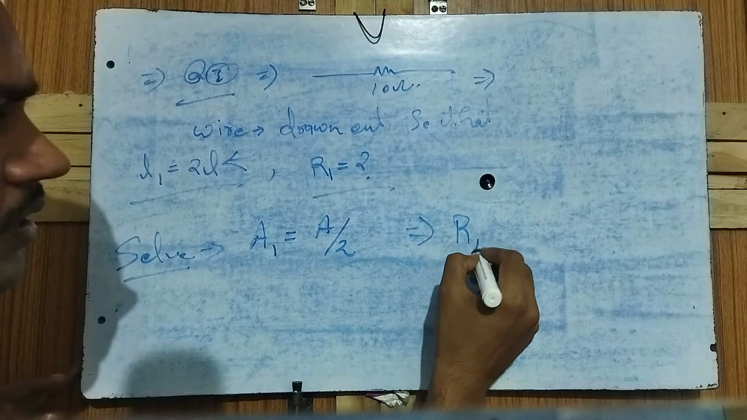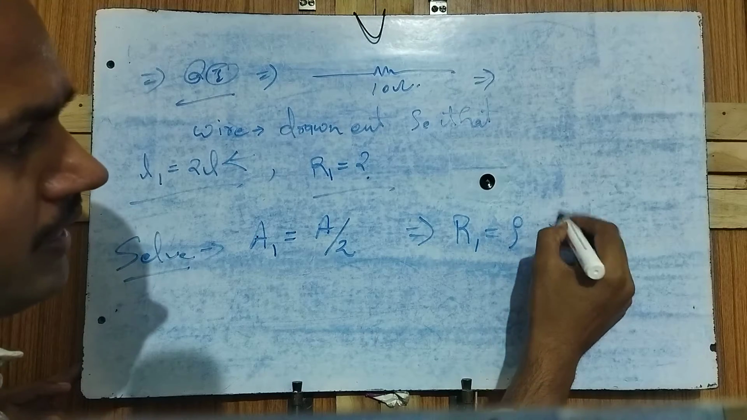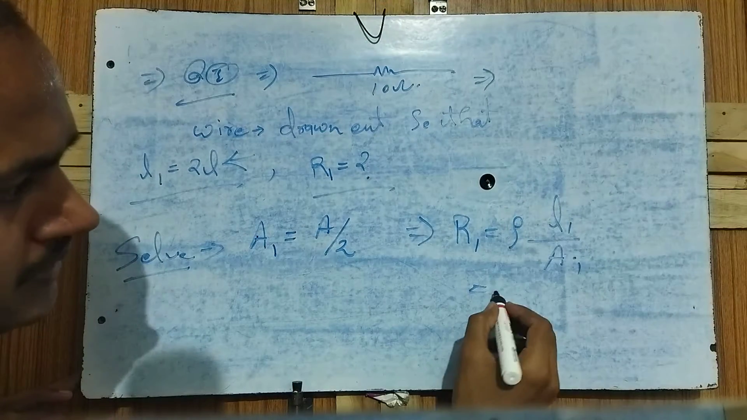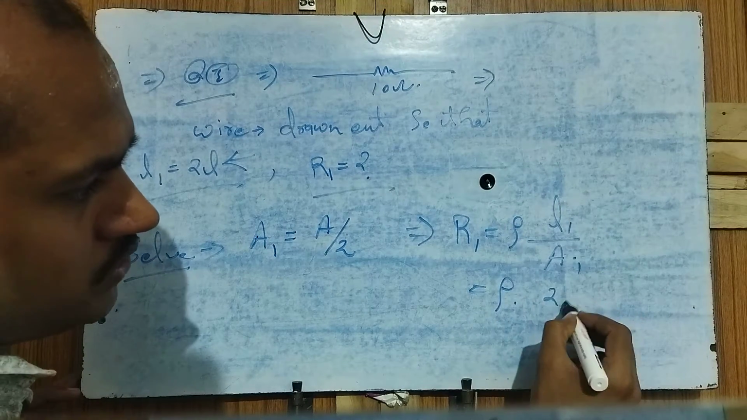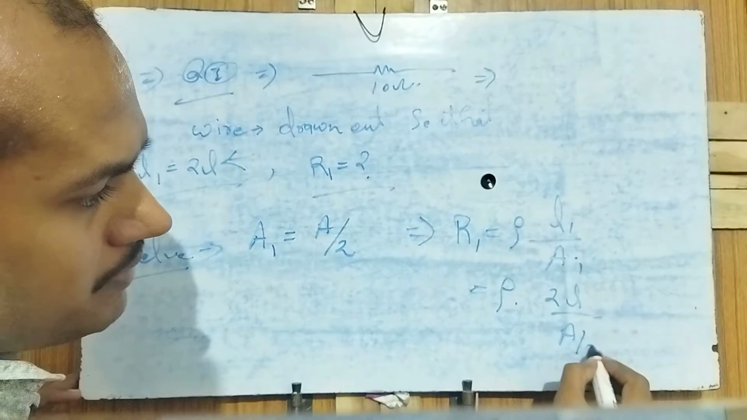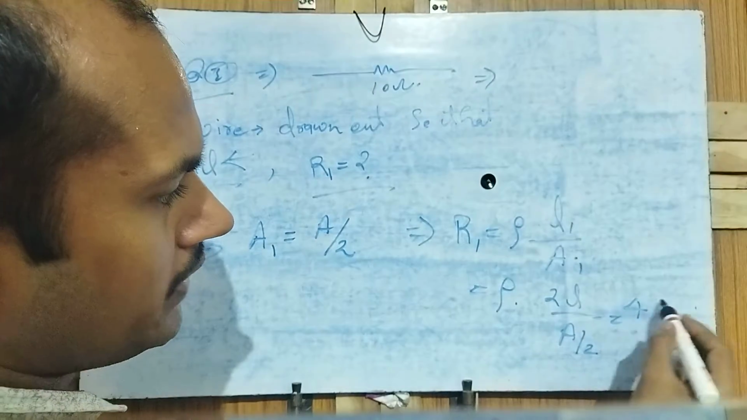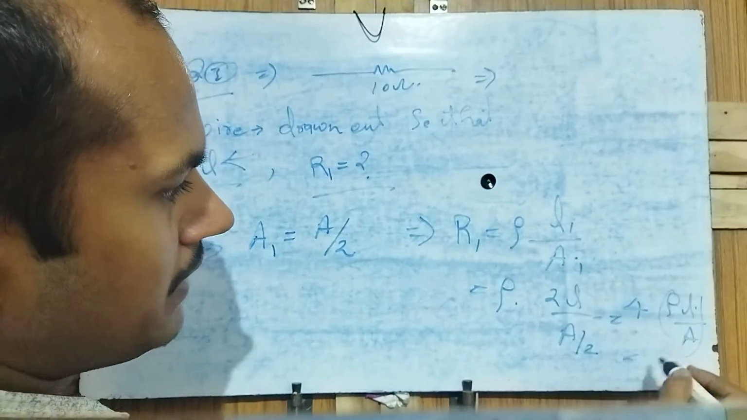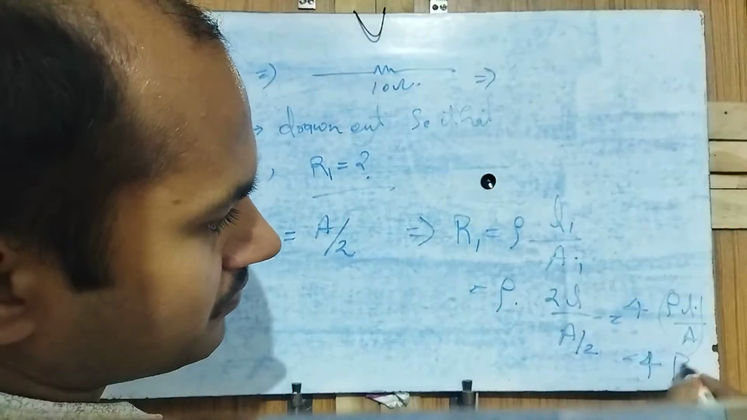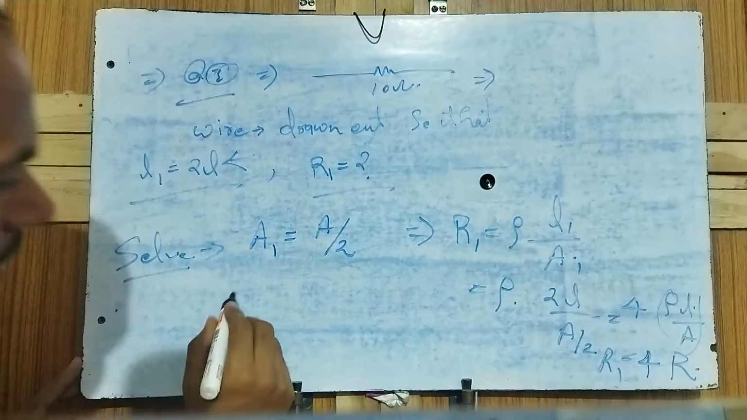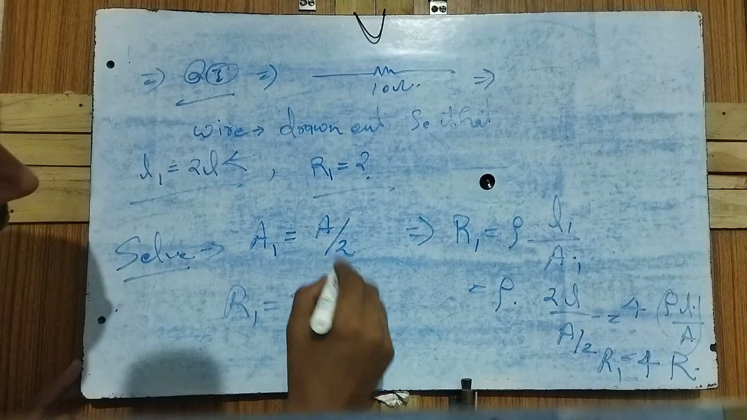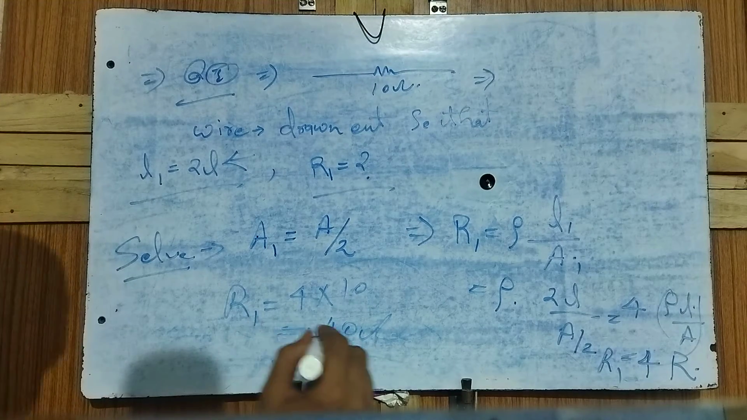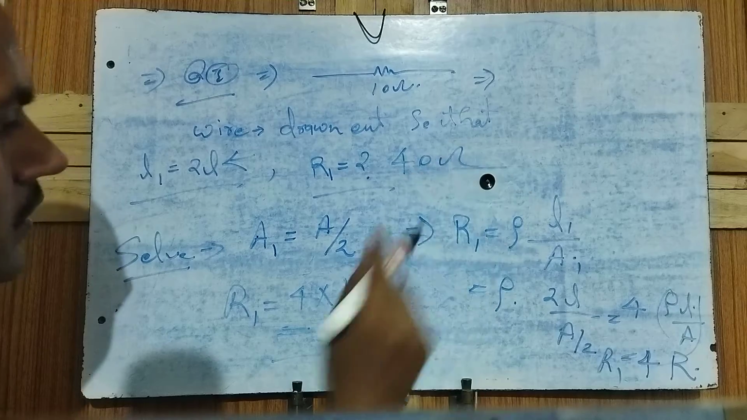The formula for R1 is rho L by A. So rho into L1, which is 2L, divided by A1, which is A by 2. So it will be 4 into rho L by A. Rho L by A is the original R, so R1 is equal to 4R, that is 4 into 10, 40 ohm. So the answer is 40 ohm. Simple.